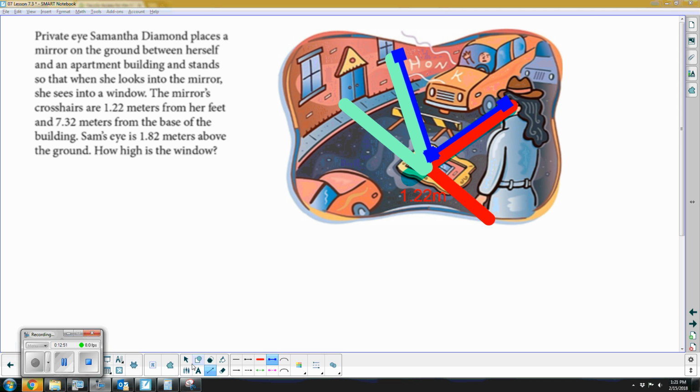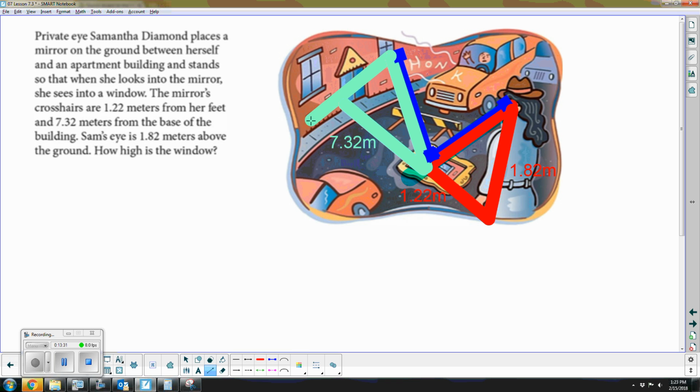If you look at the dark blue mark right here, this is the line that her eyes travel. Her line of vision goes to the mirror, and then it bounces off the mirror and goes into that apartment building. Then that teal mark measures that she is 7.32 meters from the base of the building. We also know that her eyes are 1.82 meters off the ground. Now the question is, how high is that window?